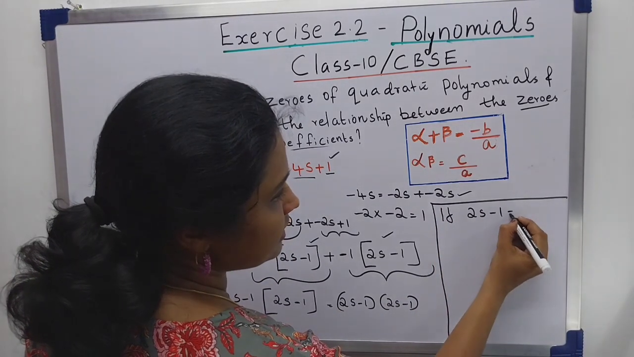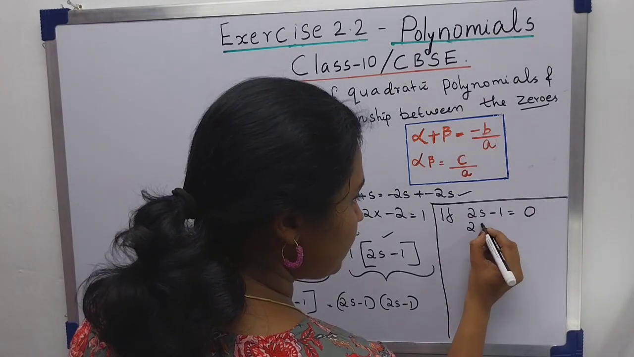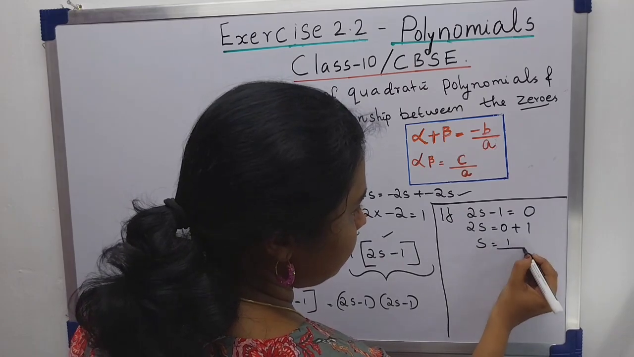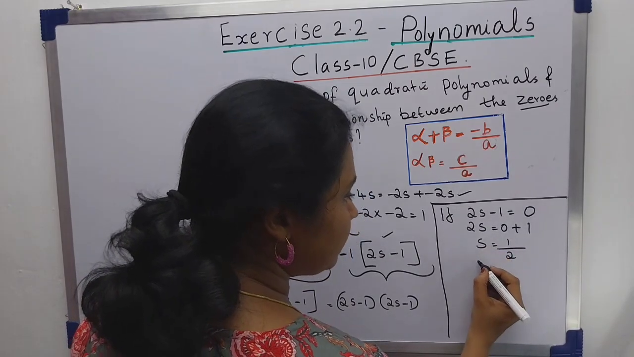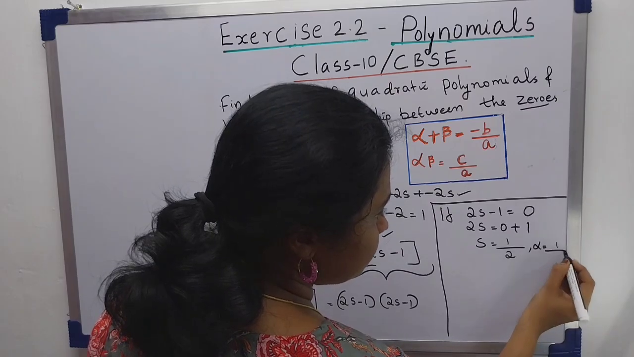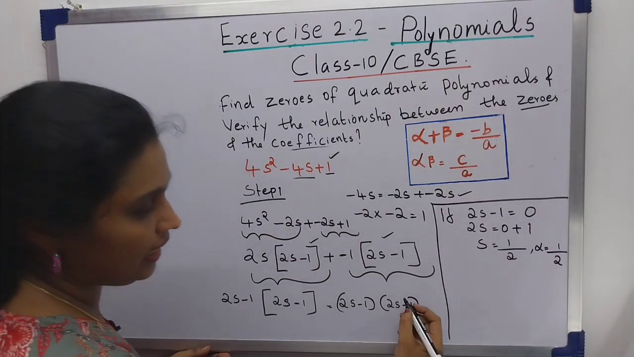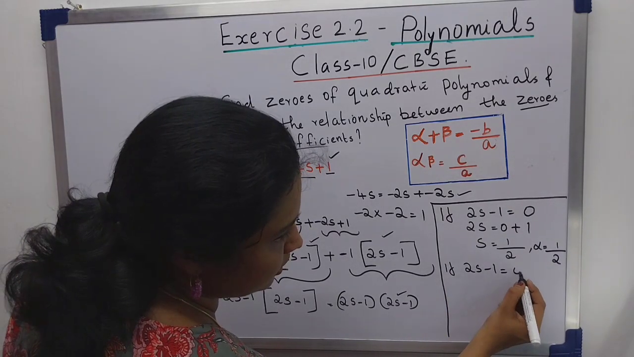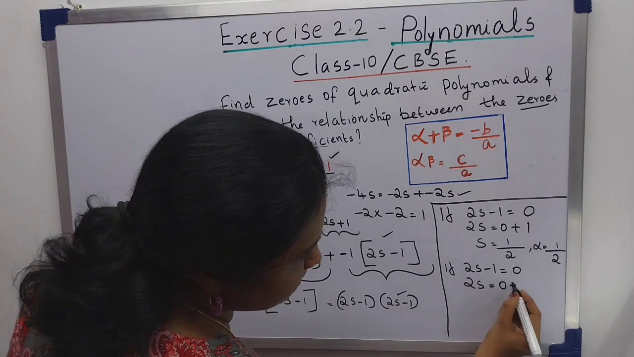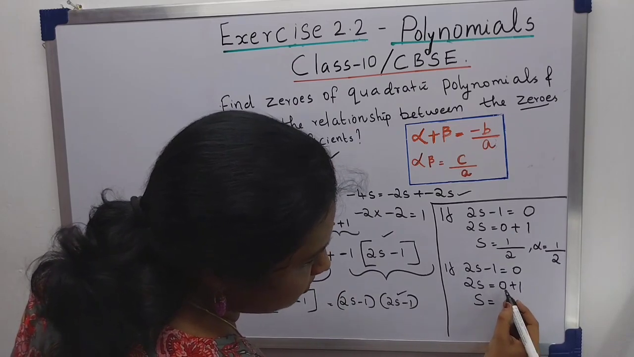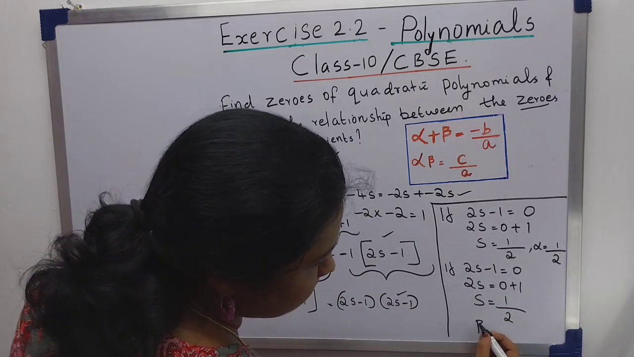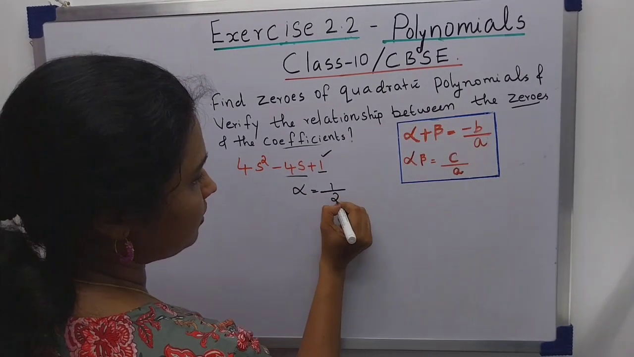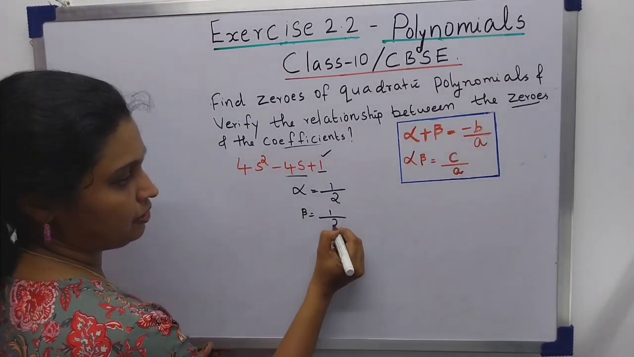2x minus 1 is equivalent to 0. Then 2x is equal to 0 plus 1, so x is equal to 1 by 2. So, alpha is equal to 1 by 2. Okay. If again 2x minus 1 is equal to 0, then 2x is equal to 0 plus 1, so x is 1 by 2. So, beta is also equivalent to 1 by 2. The value of alpha is 1 by 2 and beta is equivalent to 1 by 2.